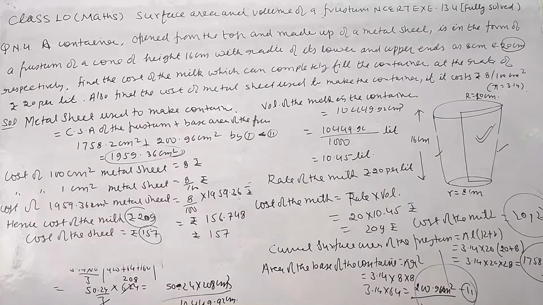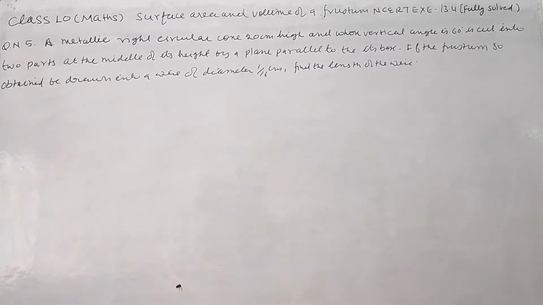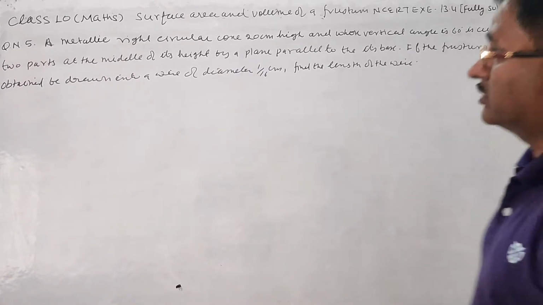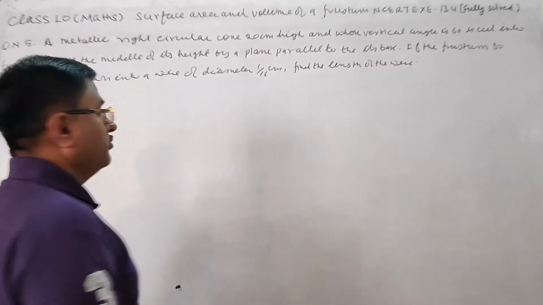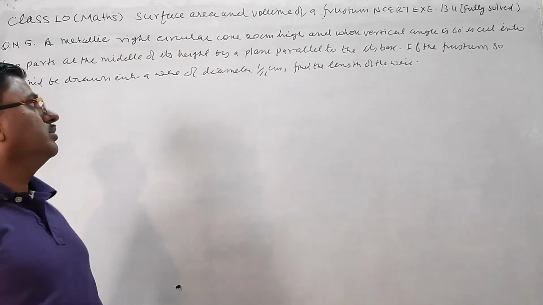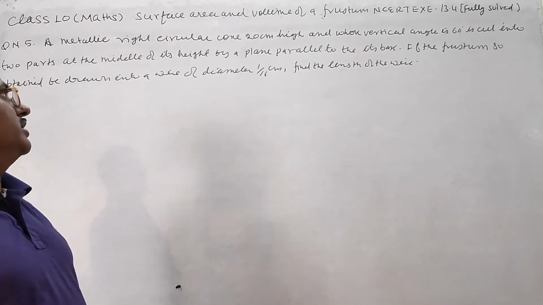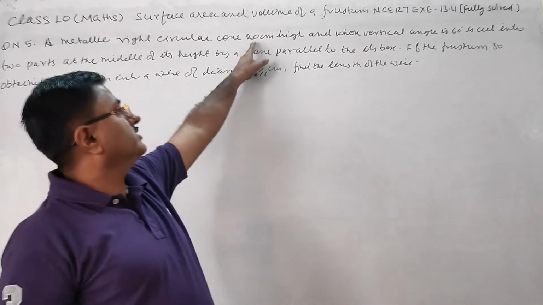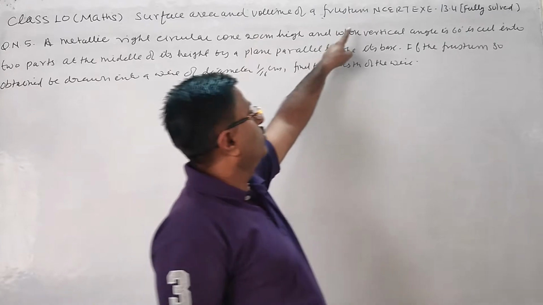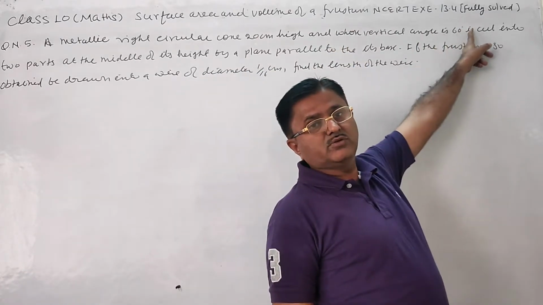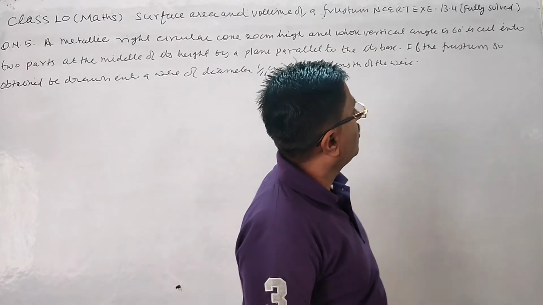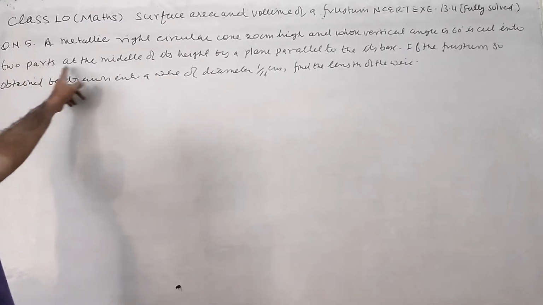So next, dear student, this is also very important, and see what type of question it is. We are given a metallic right circular cone, 20 centimeter in height, and whose vertical angle is 60 degrees. We are given the vertical angle of the cone. It is cut into two parts.